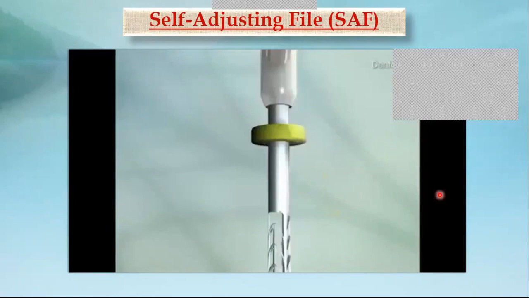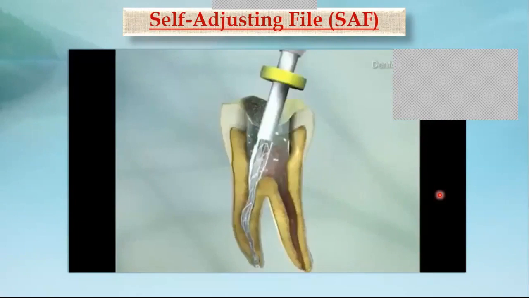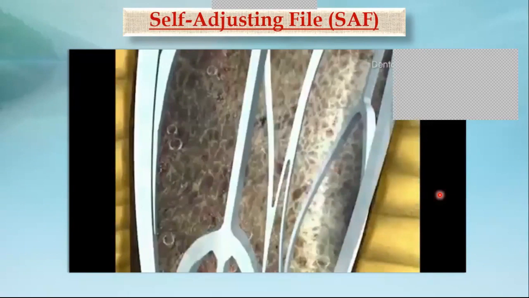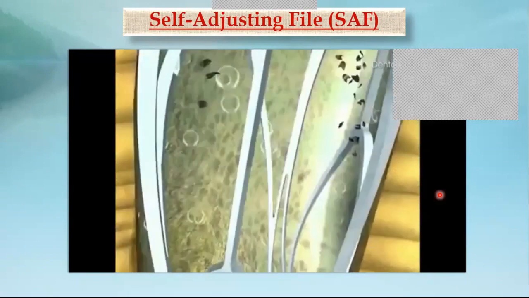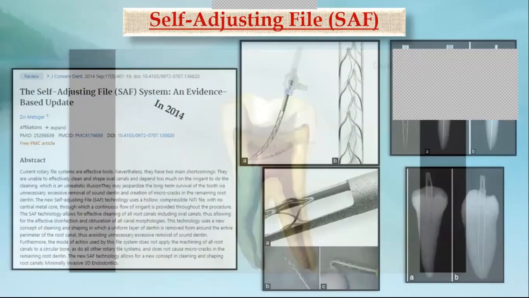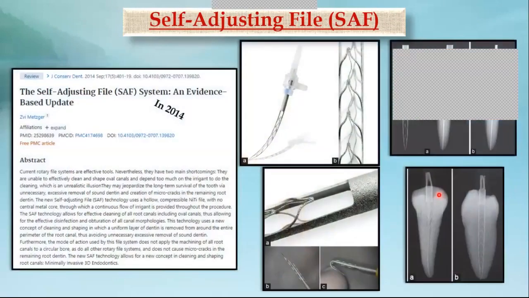When this file is squeezed in one dimension, it expands in the other dimension, and this works effectively with our root canals. When the file is introduced inside the root canal, it becomes squeezed in the narrow mesiodistal dimension of the root canal, as you can see here, and expands in the buccal dimension of the root canal. So it cleans and prepares the root canals effectively.